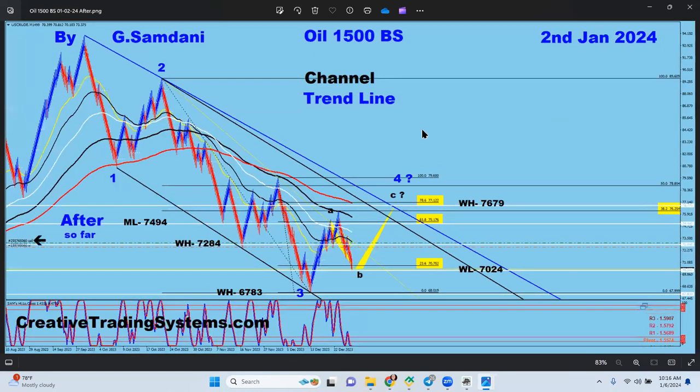Now, this is oil on the 15-minute. This was the chart that I had, that it's going to go up first for wave A, then it's going to come down for wave B, and then it's going to go up for wave C. So right now we are here. So we went up, we came down, and nicely we start to go up here.